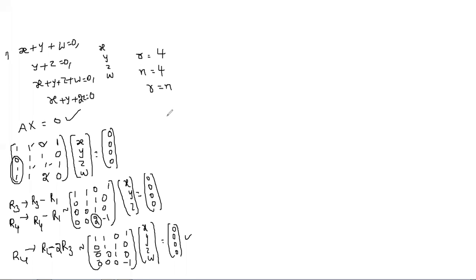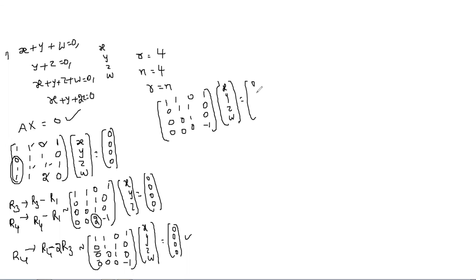How will we get zeros? So write it like this. What we stopped here: 1 1 0 1, and next 0 1 1 0, and next 0 0 1 0, and next 0 0 0 minus 1, and next the unknowns. We are not writing anything new, just what we have: x, y, z, w, which is equal to 0 0 0 and 0. Now apply matrix multiplication for these two matrices. It means first row times column.